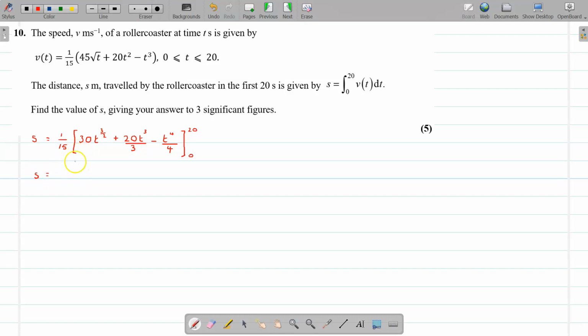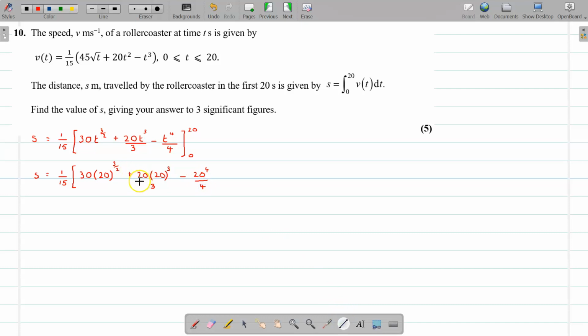Okay, and that will give us that s equals 1/15 of, now it's going to be, put the square brackets in again, so it's going to be 30 times 20 to the power of 3/2, okay, plus 20 times 20 cubed over 3, and then we've got 20 to the power 4, and that's all divided by 4.